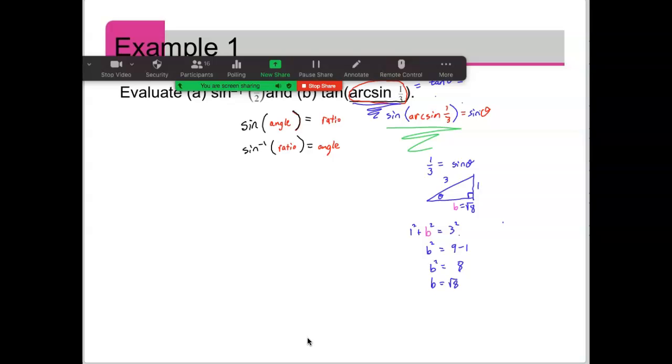Remember SOHCAHTOA, tangent is opposite over hypotenuse. So in our triangle that involves theta, the opposite of theta is 1. The hypotenuse is rad 8. So it's true that tangent is 1 over rad 8. And so we were able to evaluate tangent of arcsine of 1/3 by building a triangle that satisfied arcsine of 1/3, finding the third side, and then just using that triangle to evaluate tangent of theta.